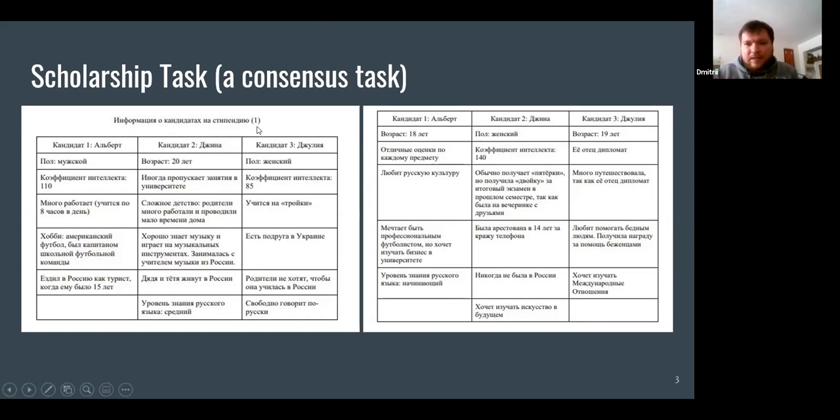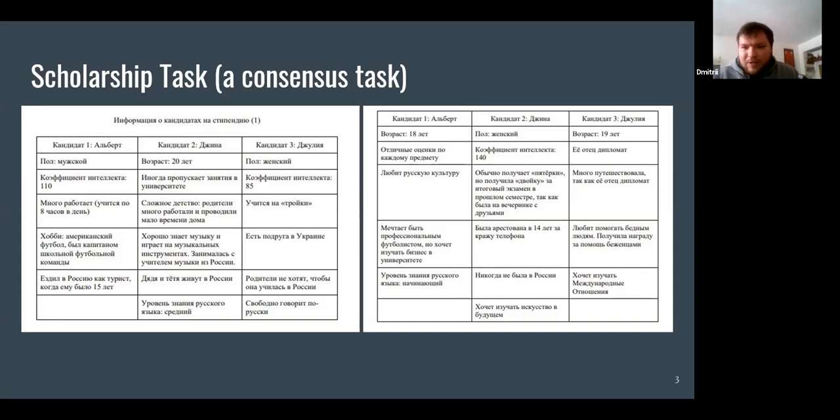So this is a pair task, right? One student gets one piece of information, and the other gets another piece of information, and they don't see each other's information sheets. So they need to talk to each other, and they need to figure out who is the best candidate. They read through the descriptions, share what they think, and come up with a consensus.